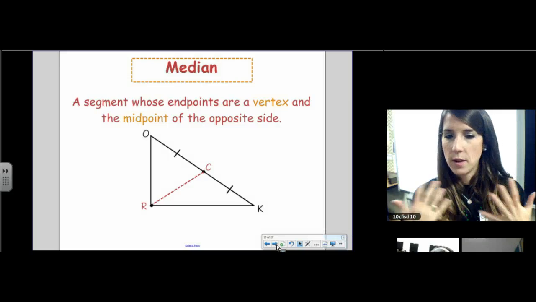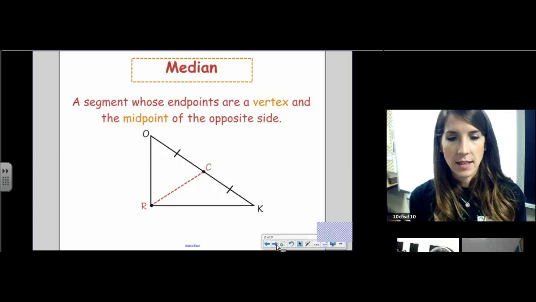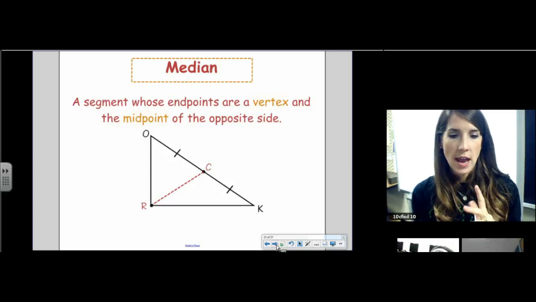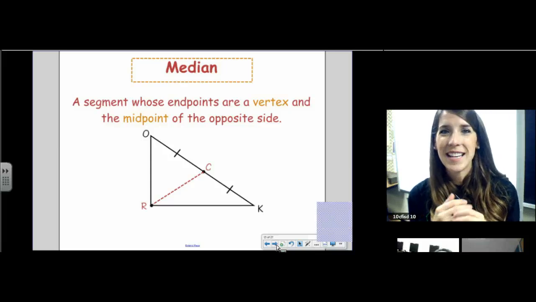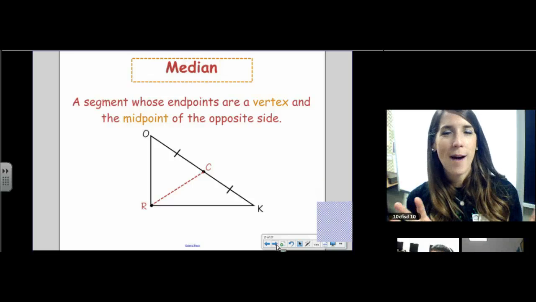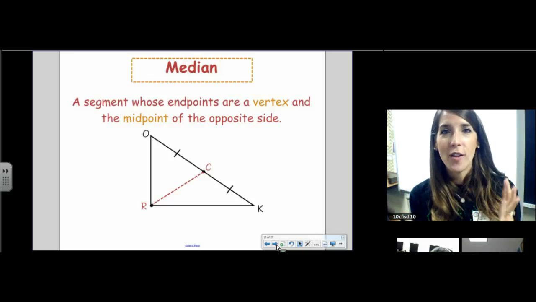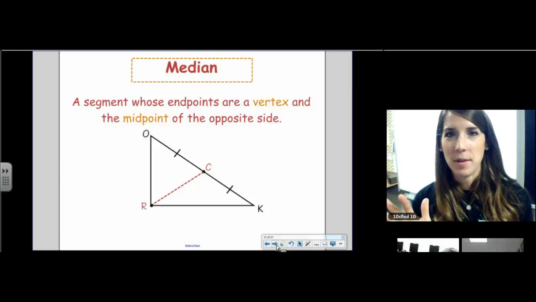Just like all the other ones, a triangle would have 3 medians because you could draw a median from each angle. And next week, we're going to do an assessment where we find cool things about when we draw all the special segments of a triangle. Cool things happen. Okay.